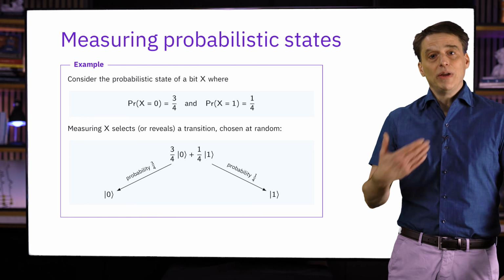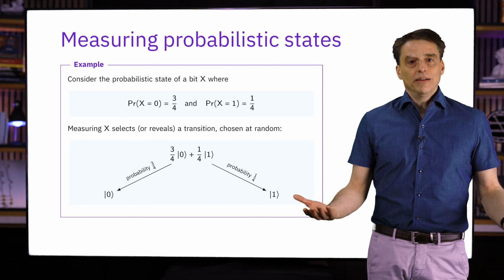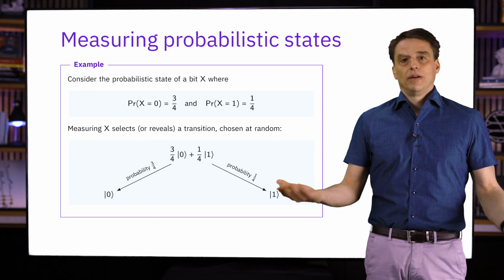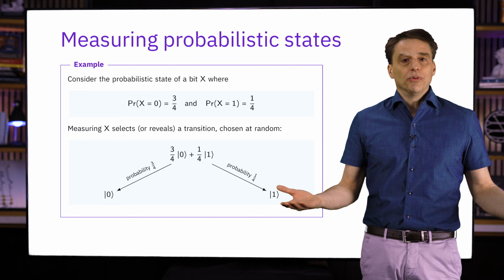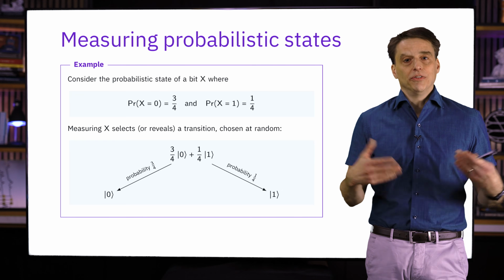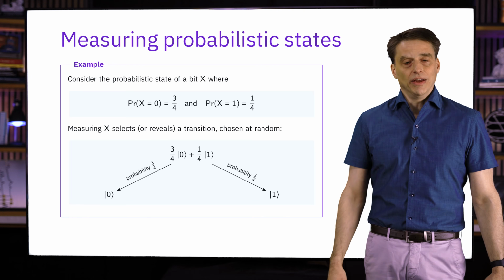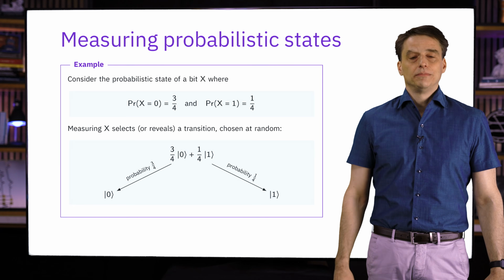One final note is that to another person who didn't happen to see what the classical state of X was when we measured it, the probabilistic state naturally wouldn't change as a result of us having measured it. That's okay. Different individuals can have different knowledge of a particular system and correspondingly choose different probabilistic states to represent their knowledge of that system.